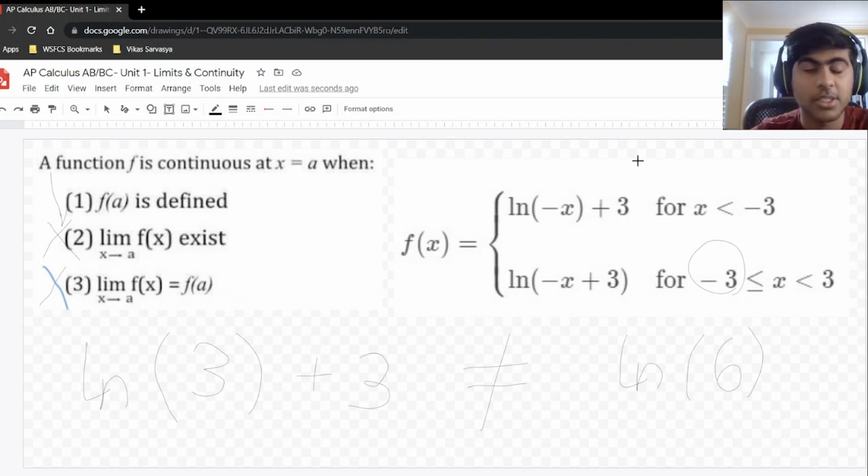And if you were to write an explanation about why, you would say it's because this left-hand limit and this right-hand limit are not equal. Therefore, the limit doesn't exist and it violates this criterion, so this function cannot be continuous.